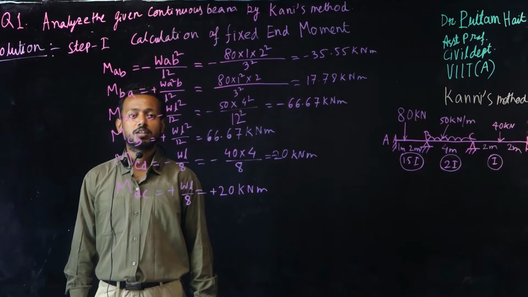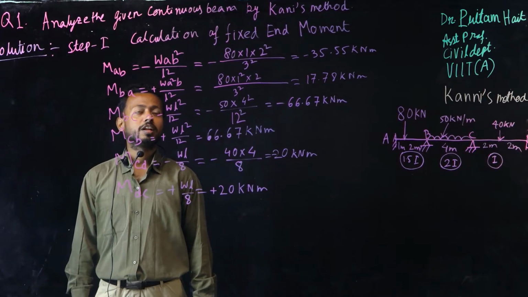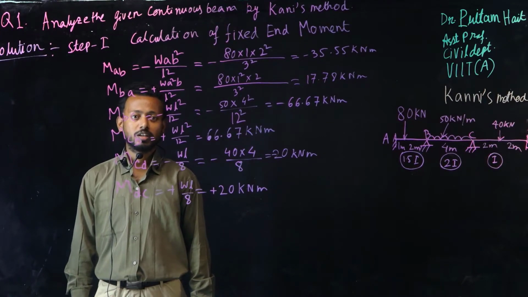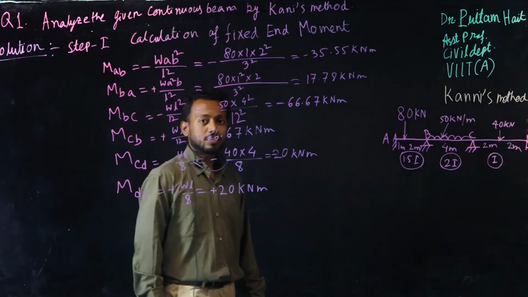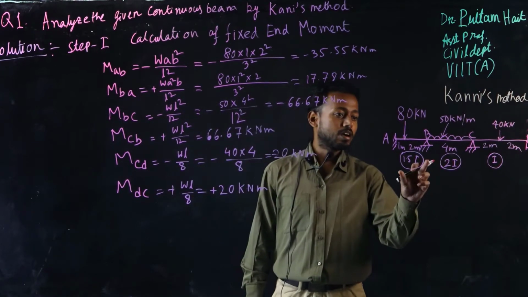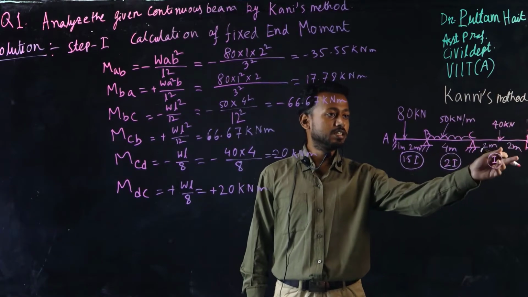Today I will show how to analyze a continuous beam by Kani's method. Okay, so let's start the problem. Here we have a continuous beam A, B, C, D.